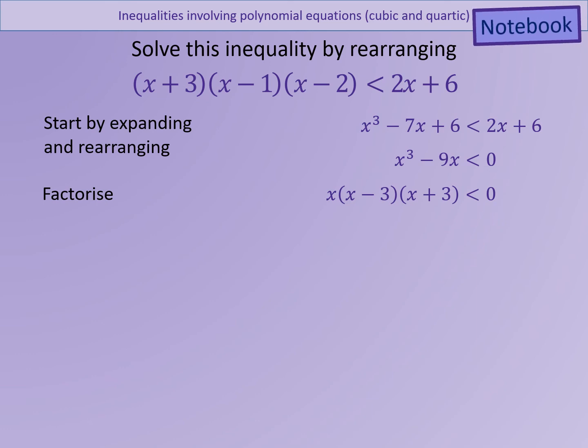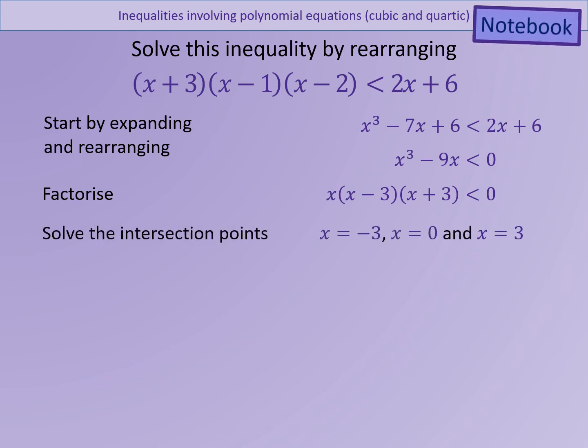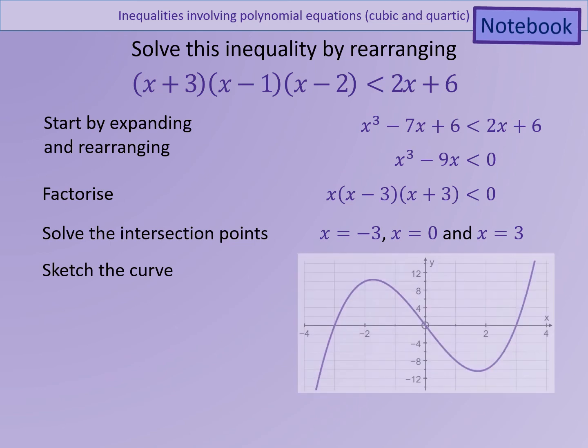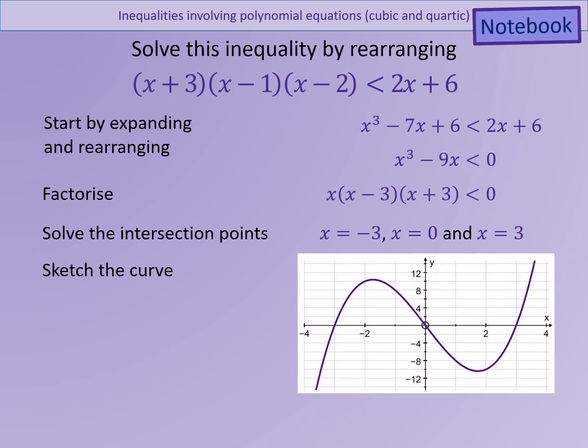x minus 3, x plus 3. So from there, we can see that if we were to solve that cubic, if we were to put it equal to 0, we'd get the same 3 critical values from earlier. So the intersection points would be minus 3, 0 and 3. But now we can just sketch one cubic with those 3 roots rather than having to sketch a cubic and a line. So the one cubic with those 3 roots looks like this.